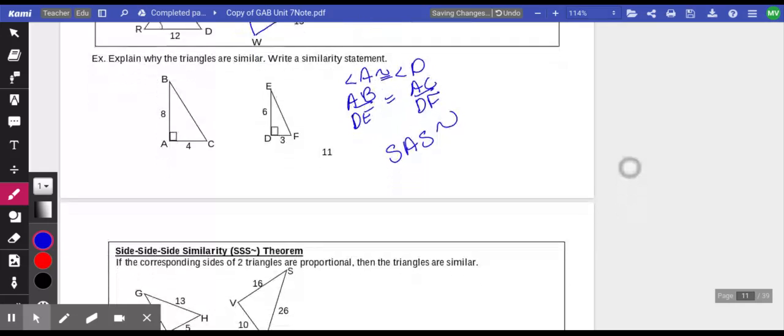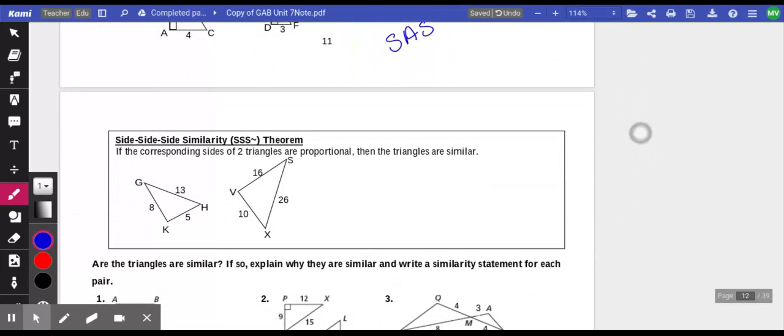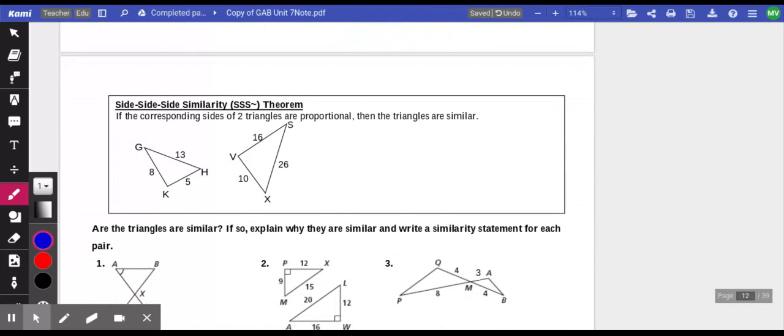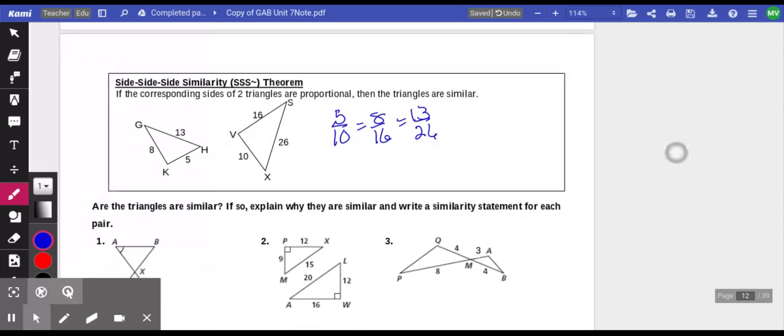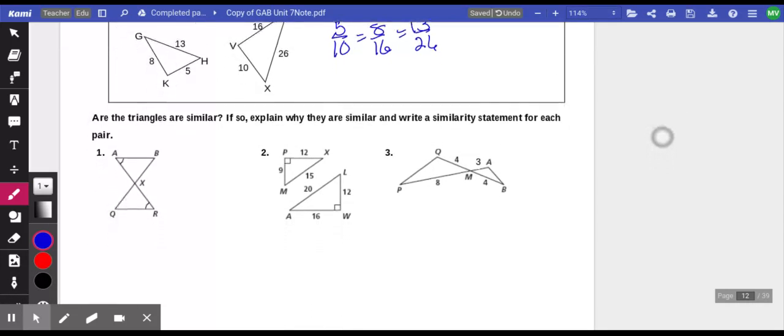And the last way is side-side-side similarity. So that's if the corresponding sides of two triangles are proportional, then they're similar. So in this case, if we look, we would say 5 over 10 is equal to 8 over 16 is equal to 13 over 26. So these are similar by triangle side-side-side similarity.